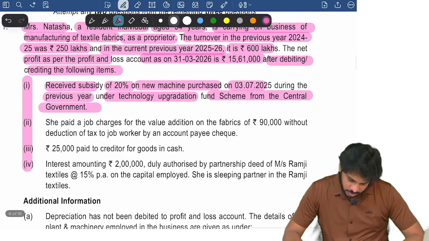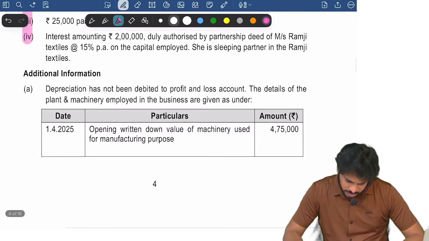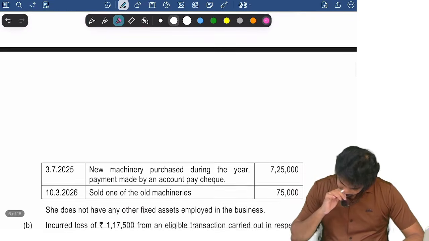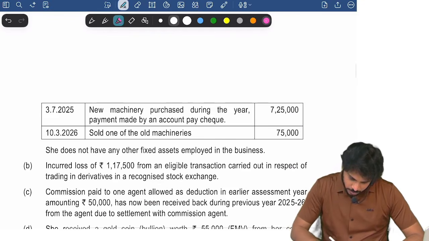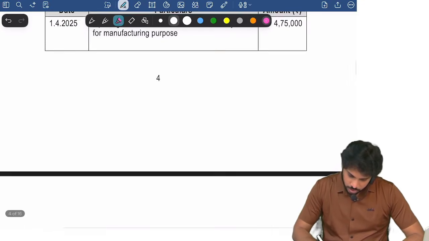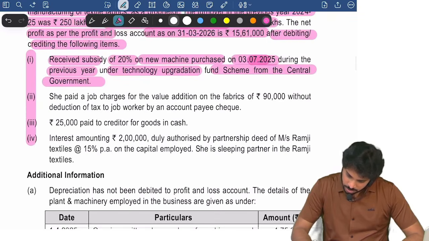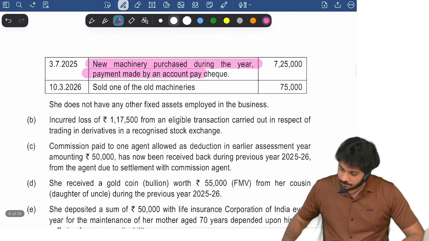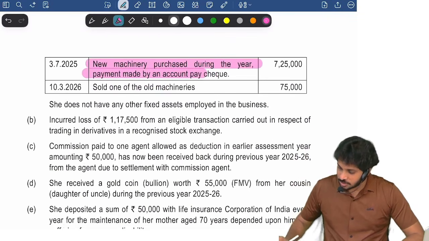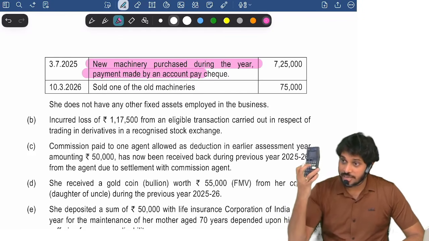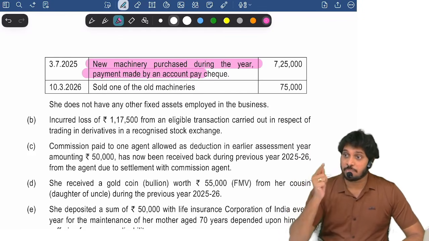Now, received subsidy of 20% on new machinery on 3rd July during the year under technology upgradation from the government. 20% on the new machine purchase. What is the new machine value first of all? Here they have given new machinery purchased 3rd July. Subsidy is received on 3rd July. So its date is also matching. 7,25,000 into how much is the subsidy? 1,45,000. This was credited to P&L account.